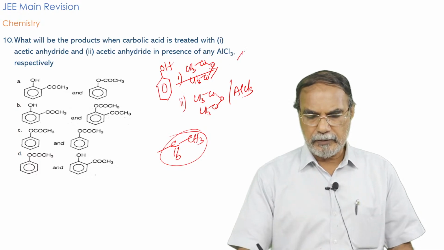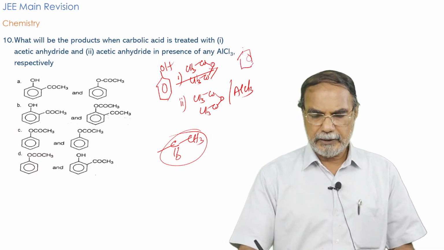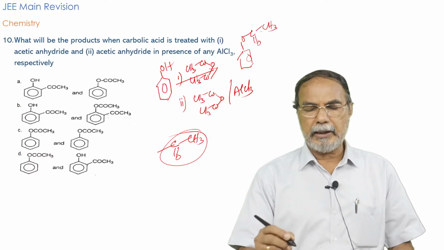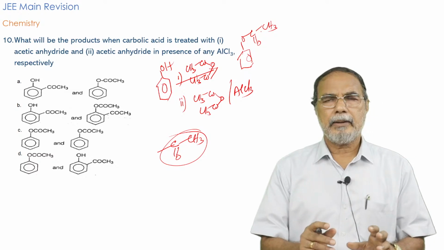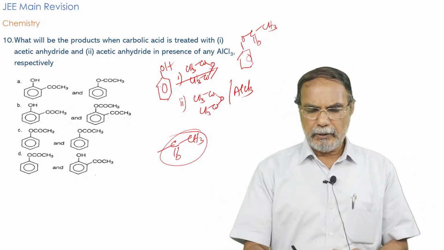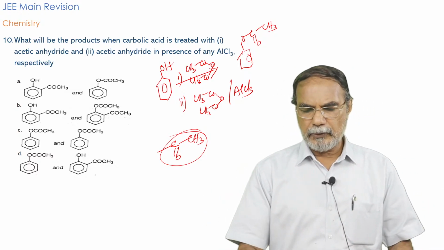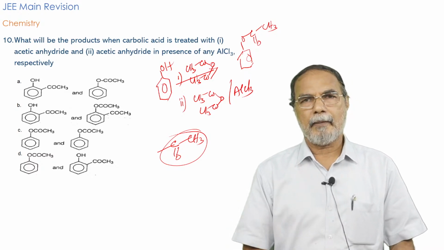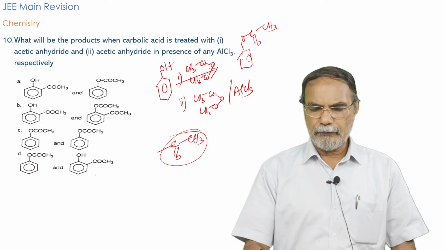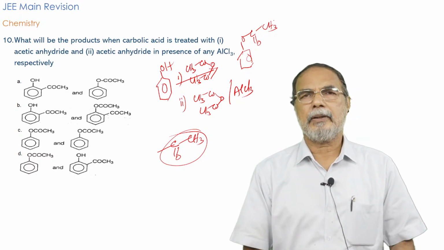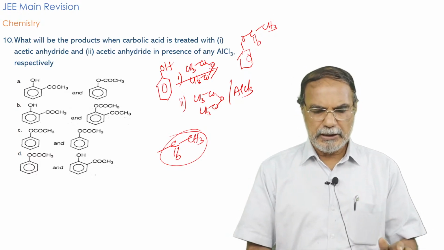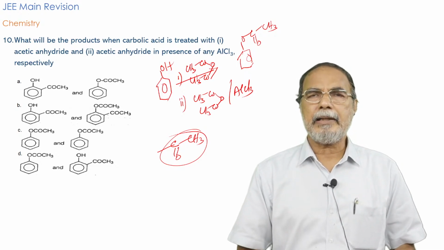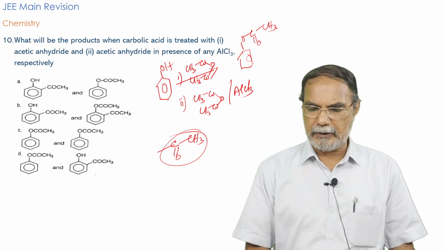The phenol gives phenyl acetate. It's a direct reaction. Nothing complicated. It is a direct reaction of the phenol with acetic anhydride forming phenyl acetate. That OH becomes OCOCH3. That is phenyl acetate is the product. So the first reaction is acetylation. That is simply with acetic anhydride, it is acetylation forming phenyl acetate.